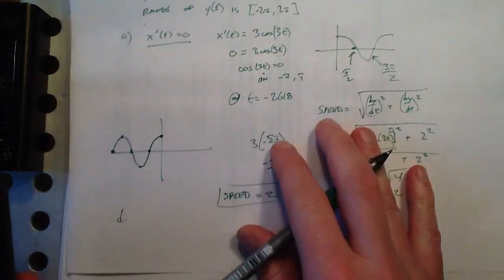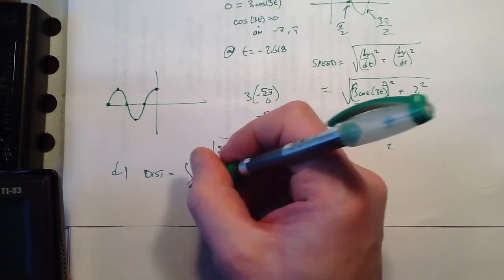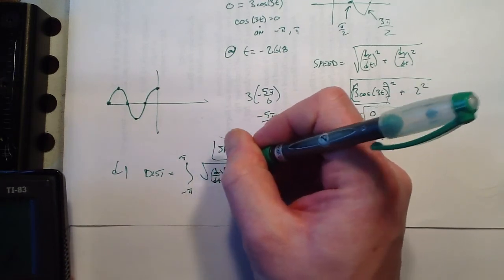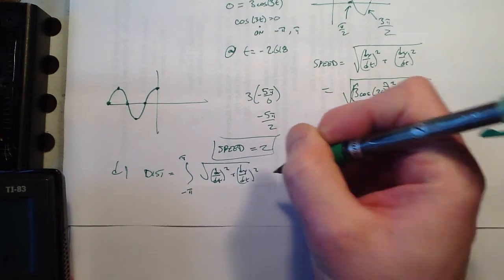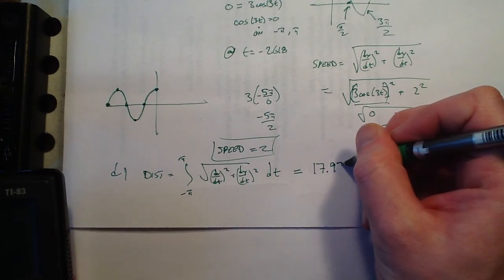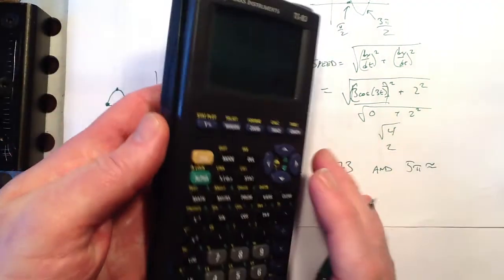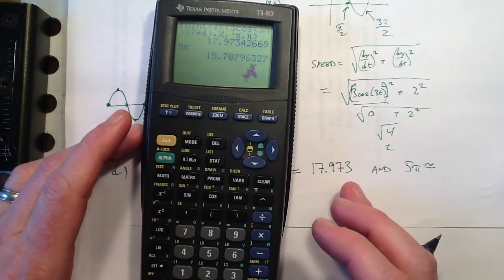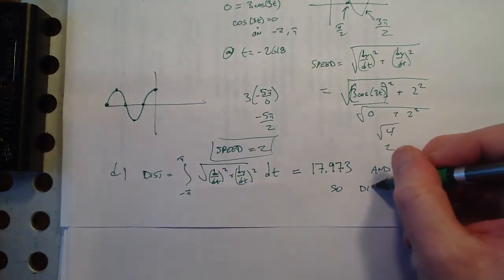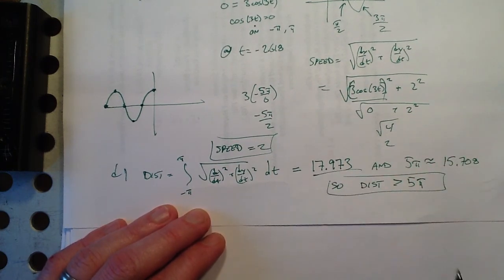So let's see. This is part D. The distance traveled is the integral from negative pi to pi of the square root of dx/dt squared plus dy/dt squared. You should write this down, so they just know that you know what you're doing in case there's a calculator error. And that's equal to 17.973, and 5 pi is about 15.708, so the distance is greater than 5 pi. And there's our justification. All right.